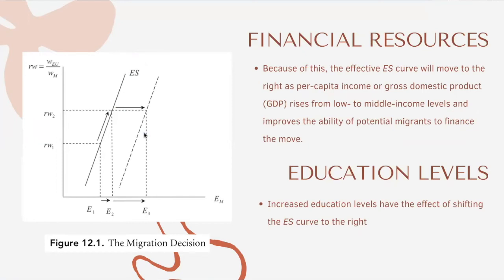For educational levels, an increase in educational levels in Morocco will have the effect of increasing the aspiration of Moroccans and making them more aware of economic and social possibilities abroad. Increased education also allows Moroccans to better absorb and process information flows from the EU in order to assess opportunities there. The increased educational levels have the effect of shifting the ES curve to the right.